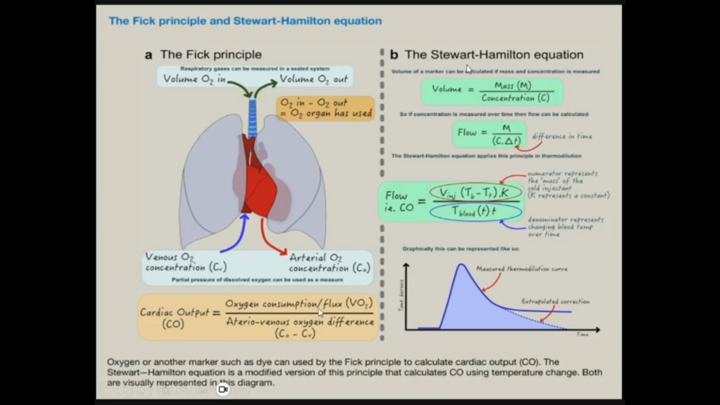The Stewart-Hamilton equation used in the PiCCO method is almost the same, but instead of oxygen, they use a dye. They use an injectate. The injectate that goes in minus the injectate that comes out is the difference, times the volume. It's almost the same thing, just the method being used. The idea is the same, but the method is slightly different. Instead of using oxygen, they're using a dye here.